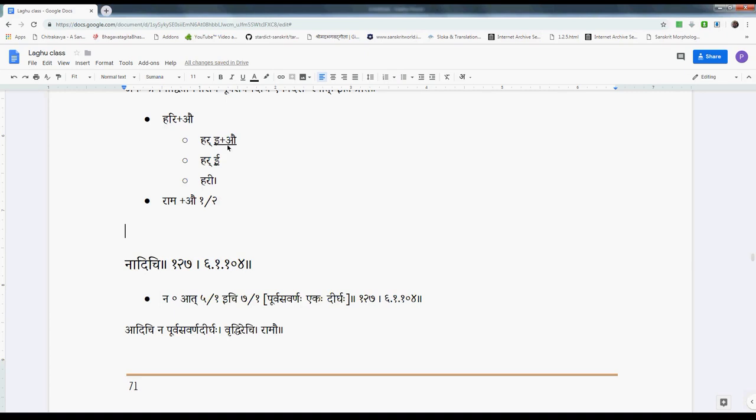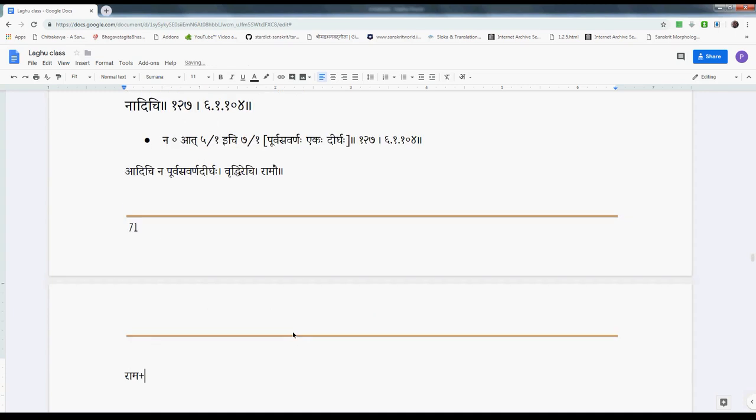So when prathamayo purva savarna dirgha does not happen, nad ichi negates that, then what will happen? Vriddhirechi will apply here, and thereby Rama plus au will become what? Rama. Vriddhi echi. Echi pare. Au is part of ech. And echi pare, vriddhi bhavati. And vriddhi echi says what?